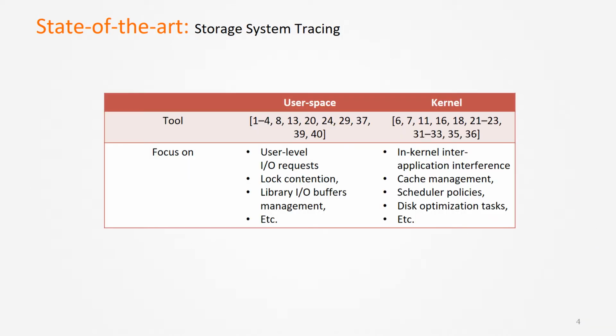This slide presents the related work. Several tools are proposed to trace IO operations at the user space and at the kernel. The first category focuses on high-level metrics such as load contention and library IO buffer management, whereas the second category focuses on low-level metrics such as cache management and disk optimization tasks.